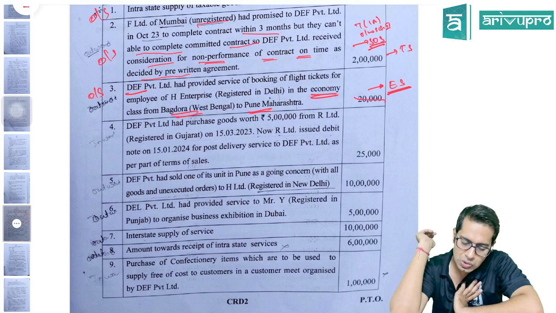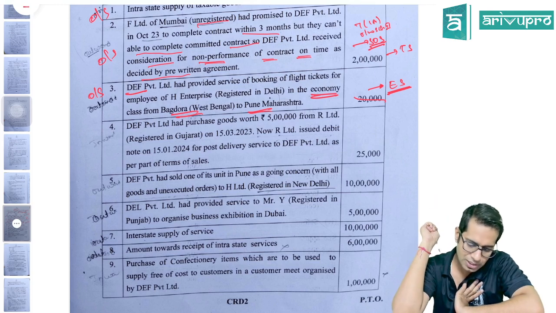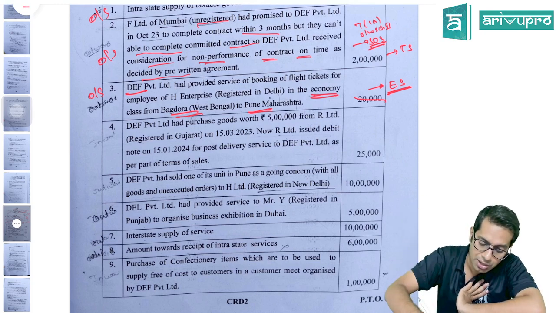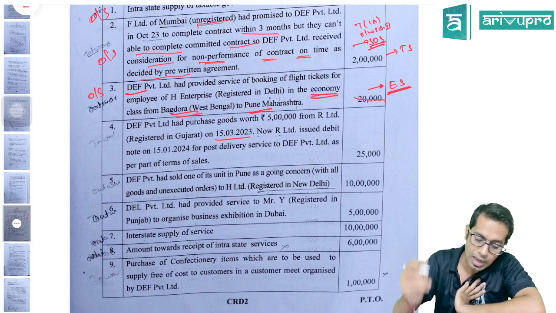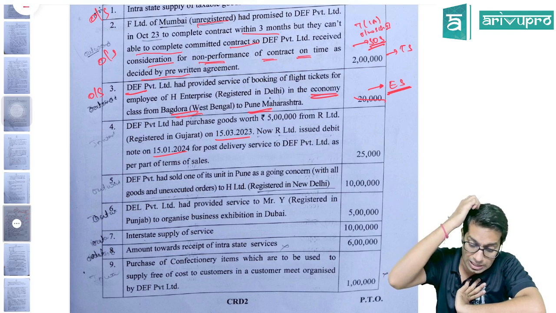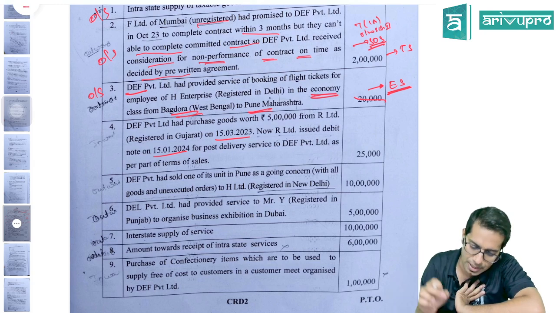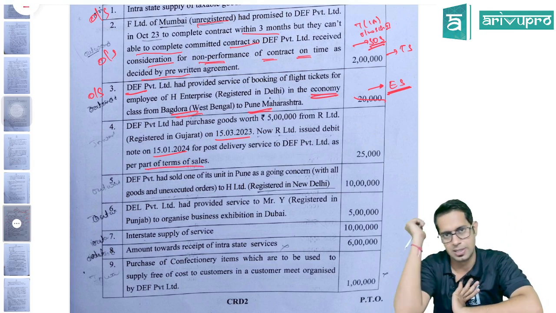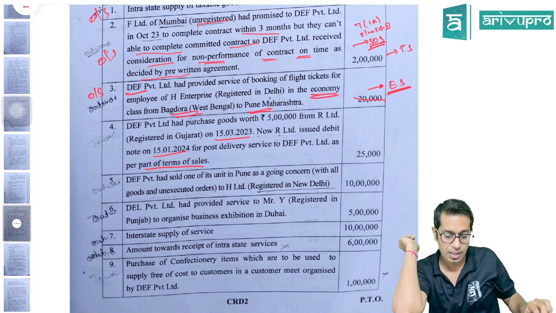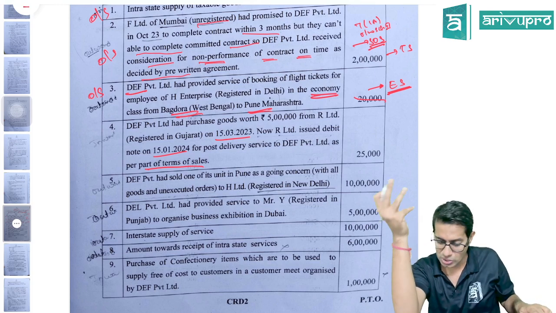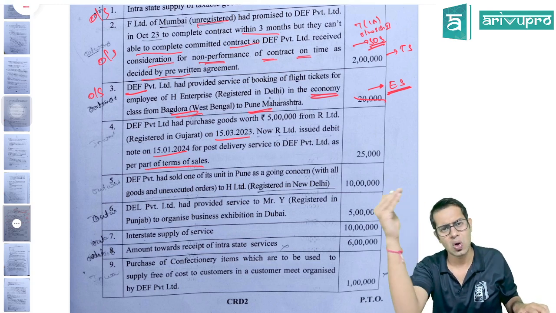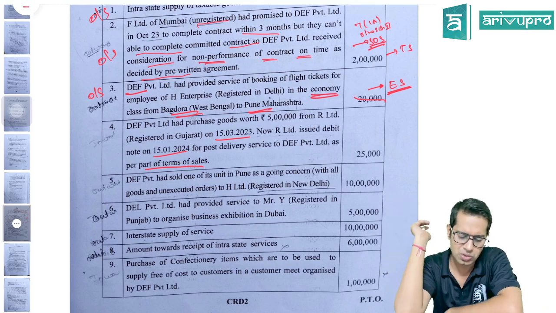D Limited has purchased goods worth rupees 5 lakh from R Limited registered in Gujarat on 15/3/23. Now R Limited issued a debit note on 15/1/24. When did I purchase? 15/3/23. Now R Limited issued a debit note on 15/1/24 for post-delivery services to D Limited as per the terms of sales. Now what is this point telling? Can I take input tax credit based on a debit note? Yes, you can take input tax credit based on a tax invoice, debit note, or any other tax paying document. So a debit note is one of the tax paying documents.